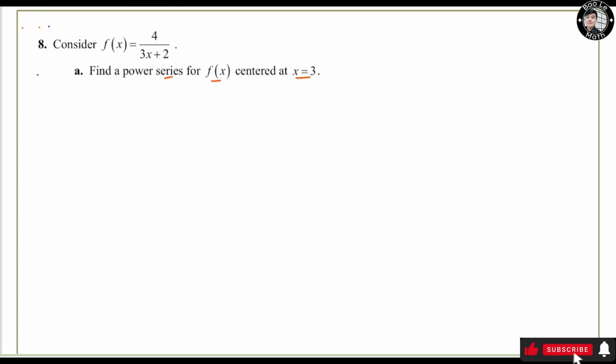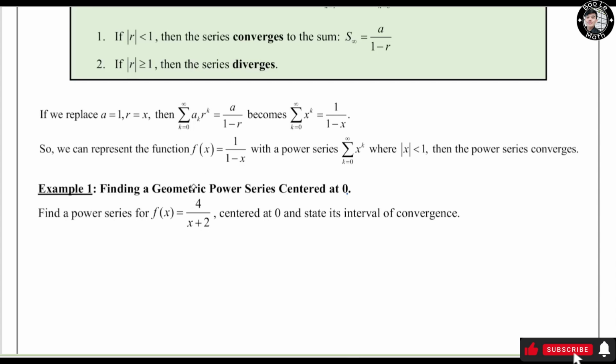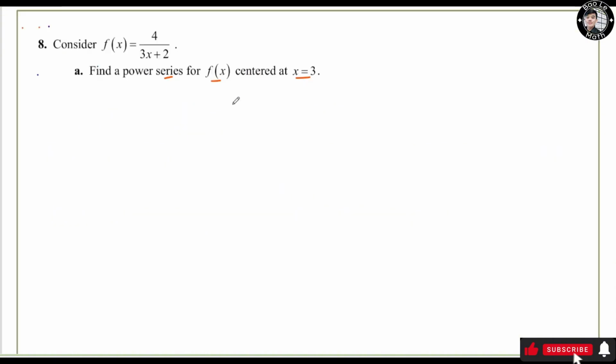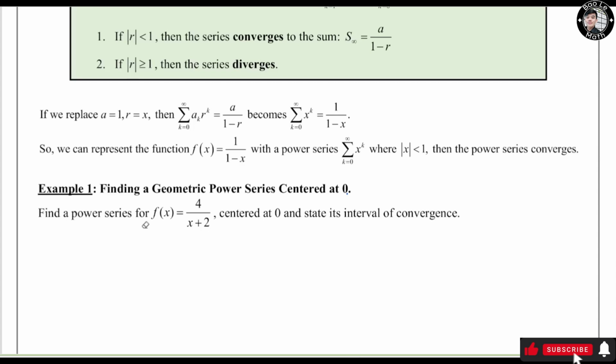Now if you remember topic 10.15, you have a similar problem: f(x) equals 4 over x plus 2. But that problem has a power series centered at 0, which is a Maclaurin series. This one is centered at x equals 3. So to do this one, you do exactly the same thing as example number 1 in topic 10.15.